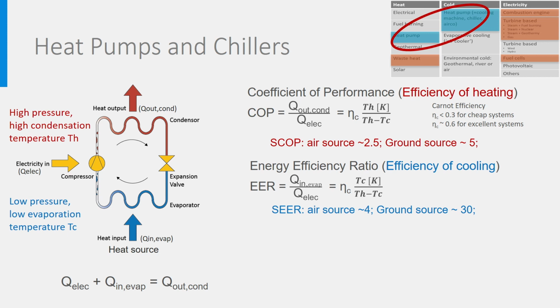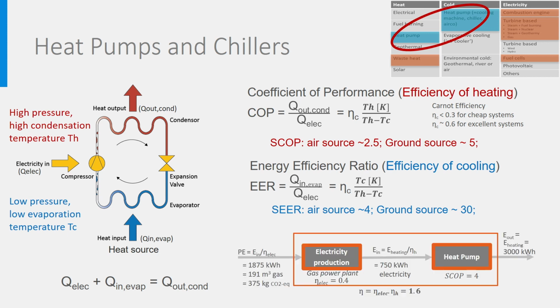Let's finally look at the energy chain, taking again the example of a building having a heating demand of 3000 kWh. But this time we use a heat pump with seasonal COP 4, by which 3000 divided by 4 is 750 kWh electricity only is needed to power the compressor. If the electricity is produced by a gas power plant with efficiency 0.4, this leads to the use of 191 cubic meter gas and the emission of 375 kg CO2 equivalent, which is much less than with a gas boiler or with an electrical resistance heating.